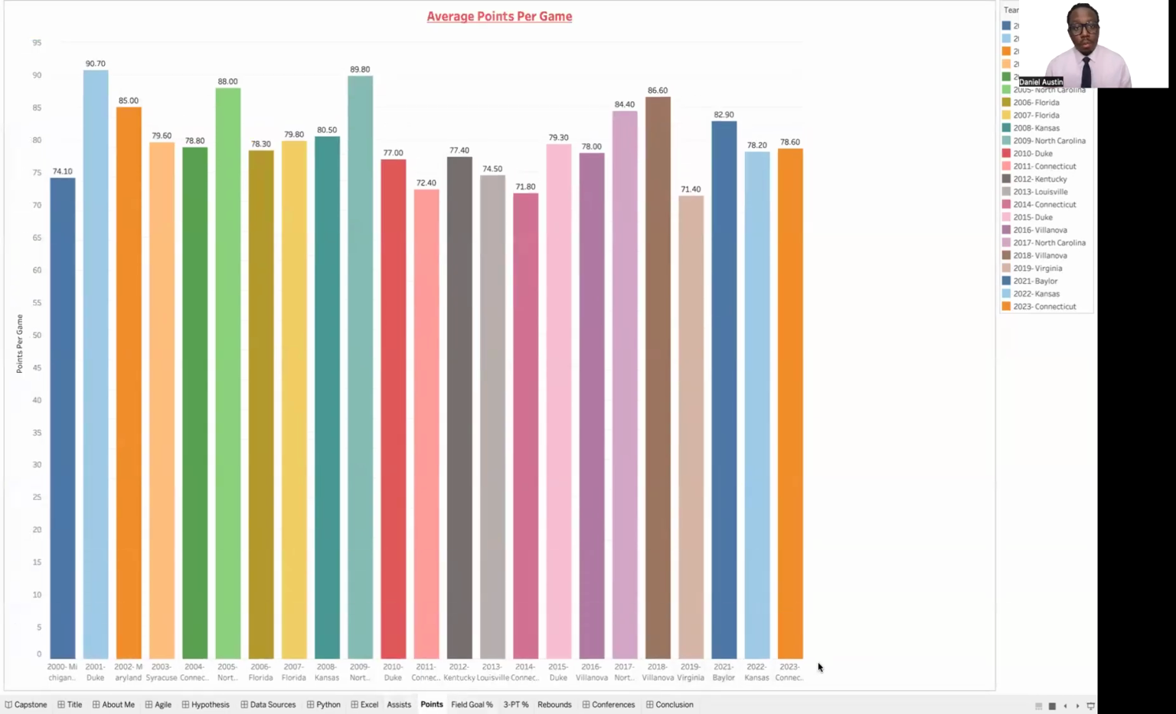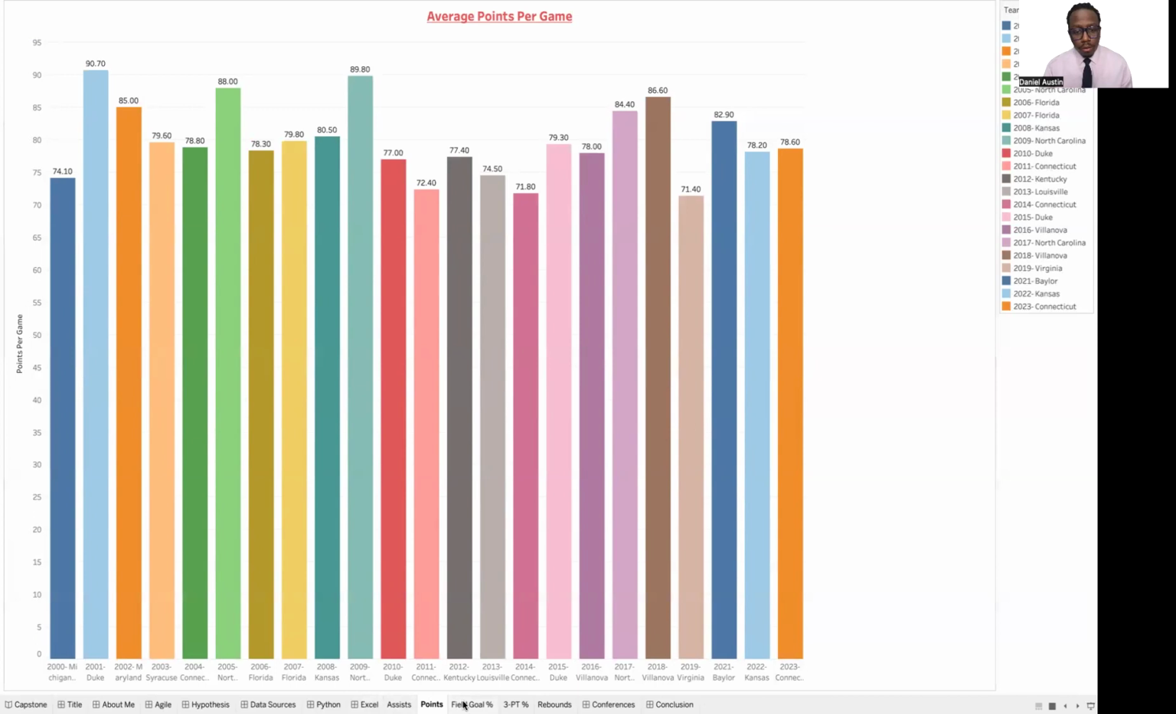Here I have a graph for average points per game, right, with year and team at the bottom and points per game on the y-axis. And as you can see, all of these teams, championship caliber, these are the top dogs, right? And everybody's scoring over 70 points a game. And that's quite a bit in college basketball. And that's exactly why these are the winners.